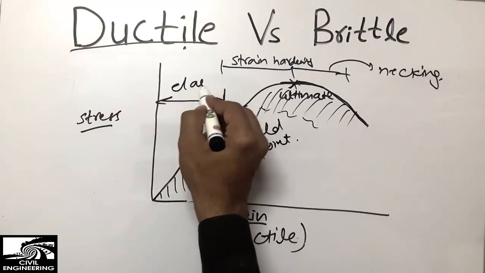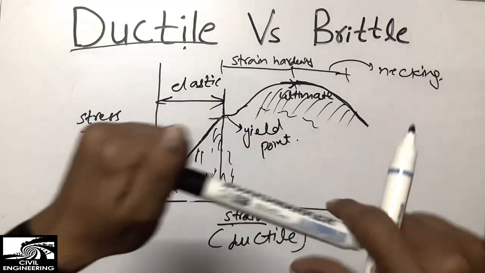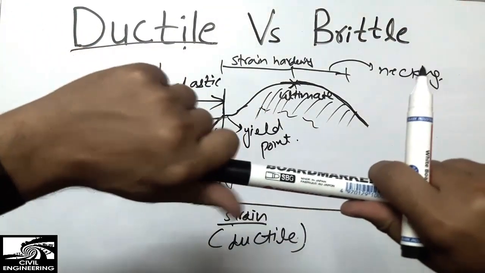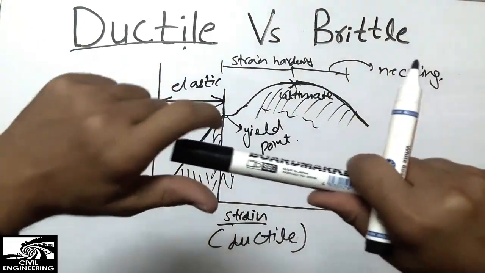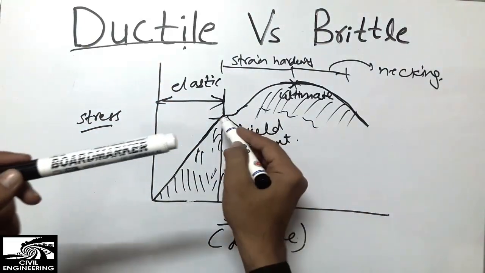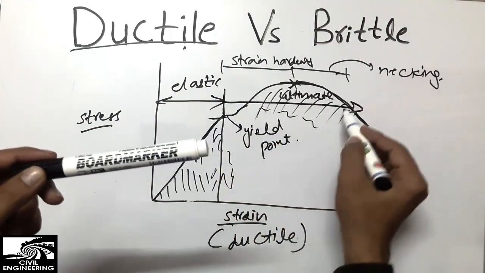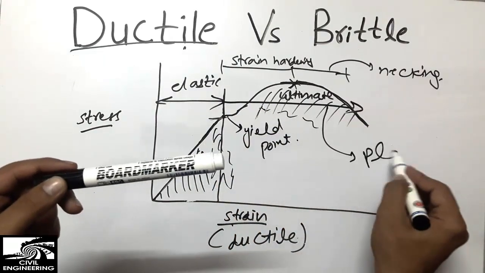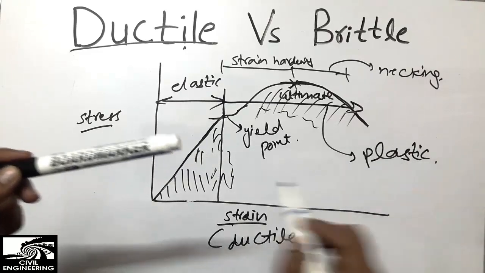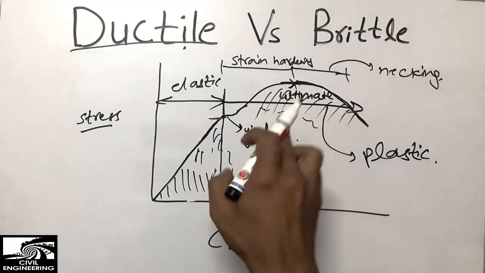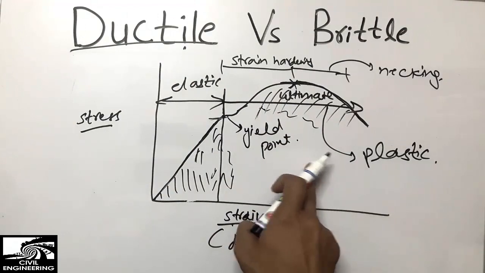Elastic, in which I've applied the load. After removing the load, it will come back to its own position. So it's the elastic behavior up to this point, while after this point we call it the plastic region. So it shows more plasticity, more plastic deformation, in this ductile material, right?